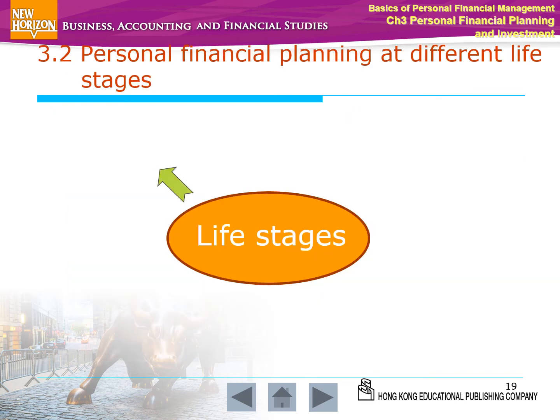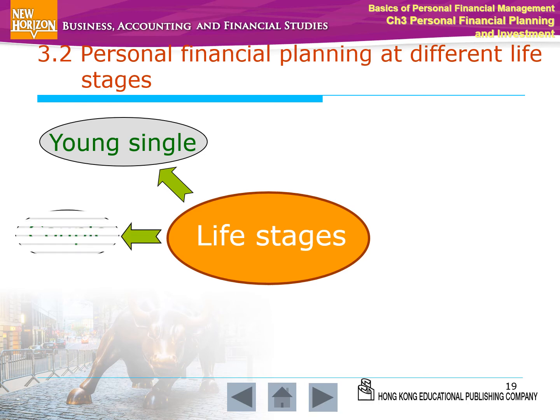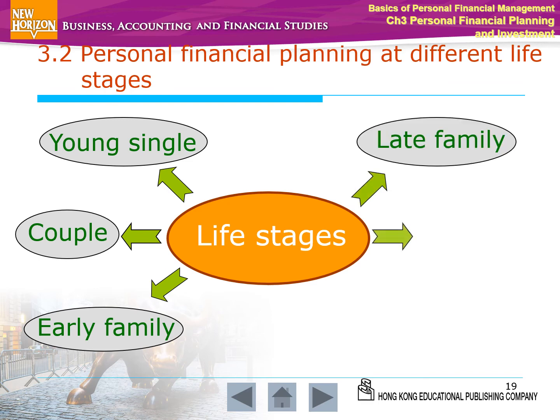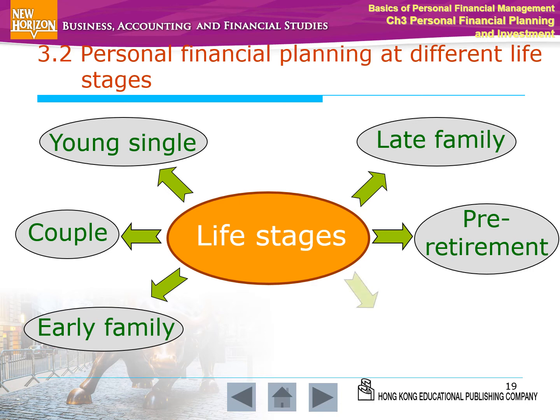Let's move to another subtopic about personal financial planning and different life stages. First of all, you should know the different types of life stages. First one is the young single stage, second couple, third stage early family, the fourth stage is called late family, the fifth one pre-retirement. How about the last? Right, of course, retirement. Six life stages.